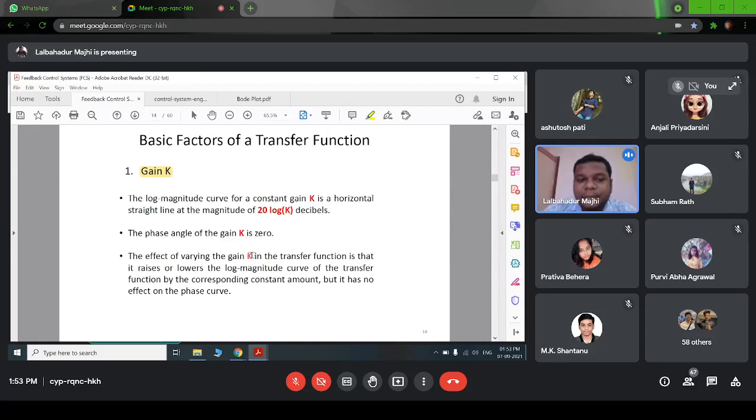We know that if we vary the system gain K, the overshoot, or we can say the speed of the response, can change. It may increase or decrease. Similarly, in frequency response, if we vary the system gain K, it can raise or lower the log magnitude curve of the transfer function by the corresponding constant amount. But it has no effect on the phase curve, right? Because the phase angle of K is 0. So it will not have any effect on the phase curve.